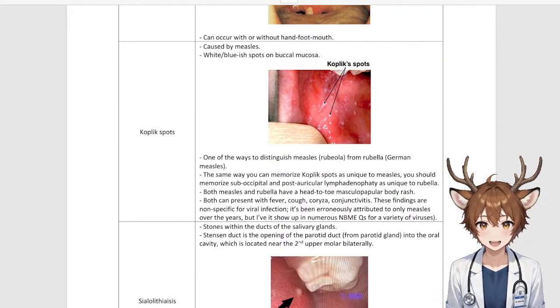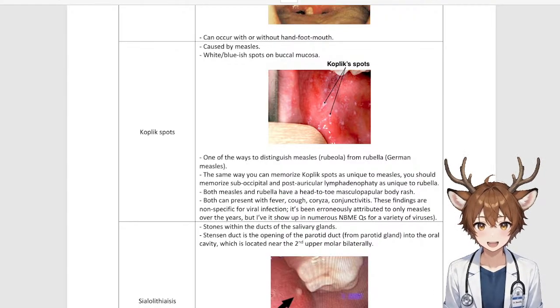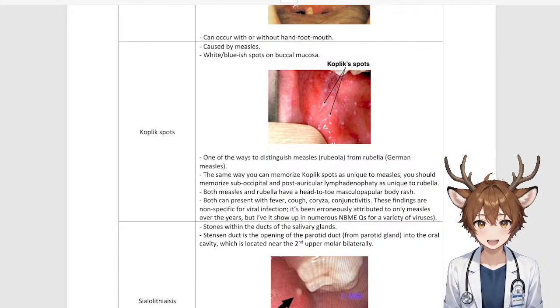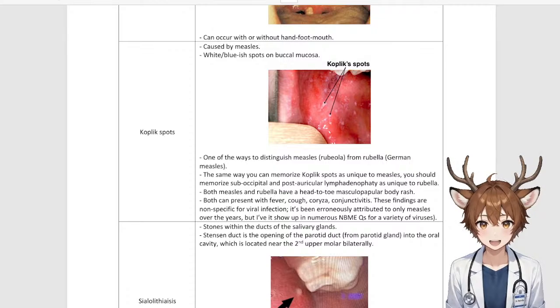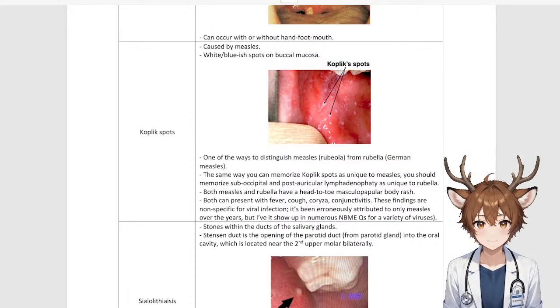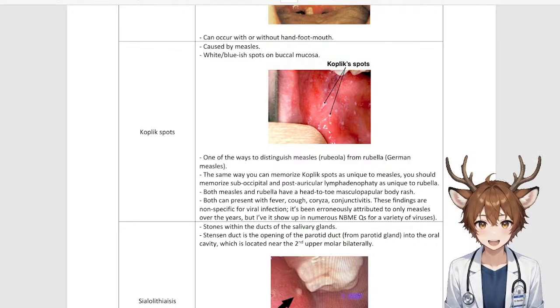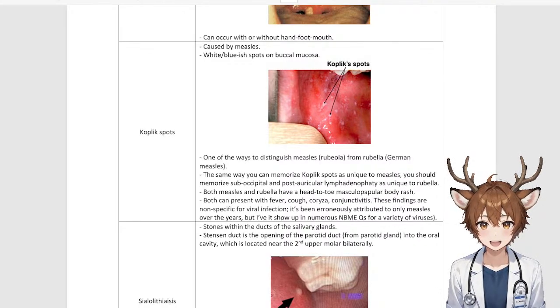Koplik spots, caused by measles, white/bluish spots on buccal mucosa. One of the ways to distinguish measles, rubeola, from rubella, German measles. The same way you can memorize Koplik spots is unique to measles, you should memorize suboccipital and post-auricular lymphadenopathy as unique to rubella. Both measles and rubella have a head-to-toe maculopapular body rash.